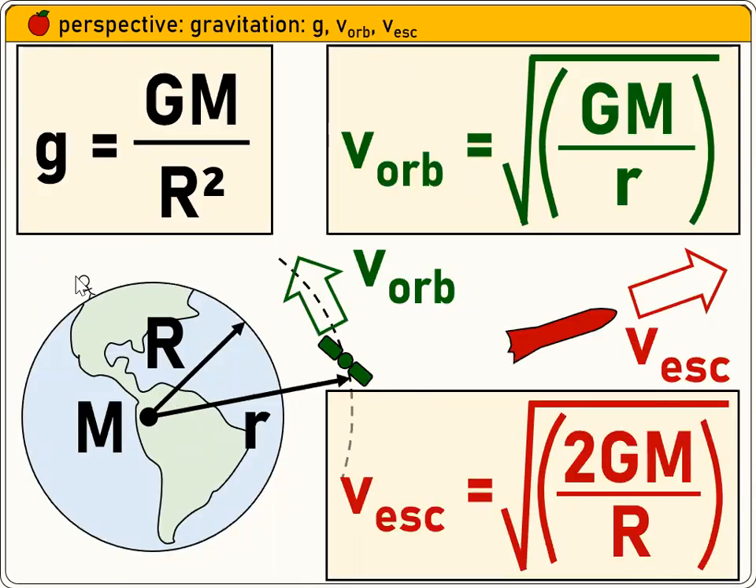Right, so here's Earth. Here's this guy standing in Alaska. He experiences this gravity field: the universal gravitational constant times the mass of Earth divided by r squared. Here's the orbital speed of this green satellite. Here's the escape speed of this red rocket.